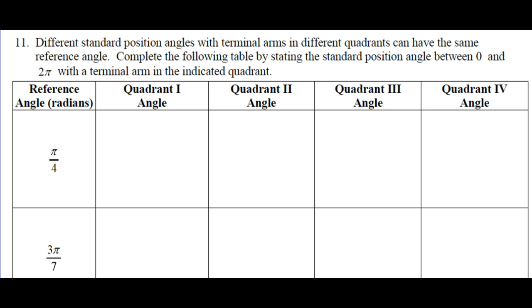Different standard position angles with terminal arms in different quadrants can have the same reference angle. I think they're called coterminal. Complete the following table by stating the standard position angle between 0 and 2 pi. Another word for that is the principal angle. So the principal angle is the smallest angle between 0 and 360 in degrees, or between 0 and 2 pi in radians. So we're talking about a principal angle.